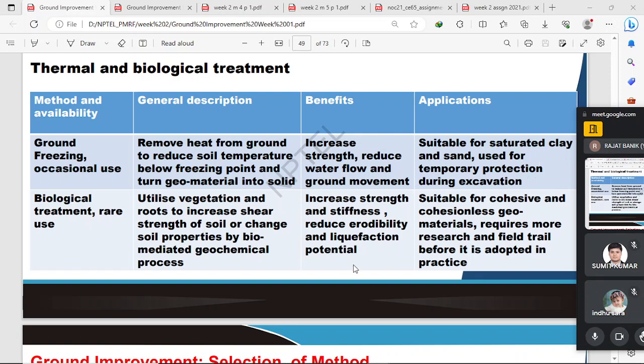In biological treatment, we utilize vegetation and root techniques to increase the shear strength of the soil. We vegetate the ground, applying grass, and the grass roots cover the whole soil and reduce erosion during the rainy season, and increase the shear strength of the soil.